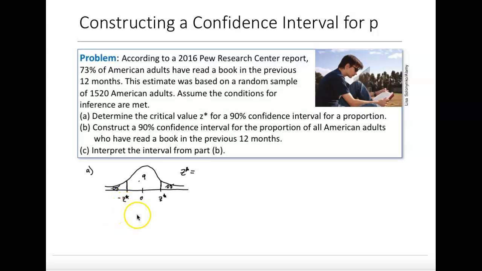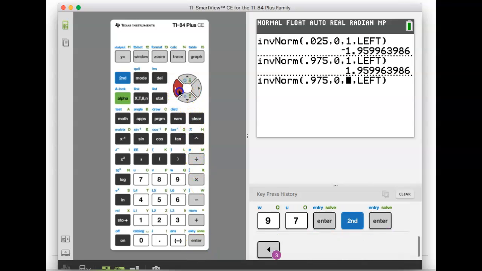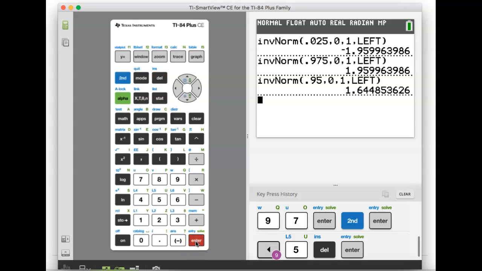Or I could do inverse norm and input the area as what for this one? How much area is to the left of that one? 0.95, right? Either one. So I'll do the 0.95. And that'll give me the positive one. Enter. We'll just go to 2 decimal points. So about 1.64, right? Or 1.645.